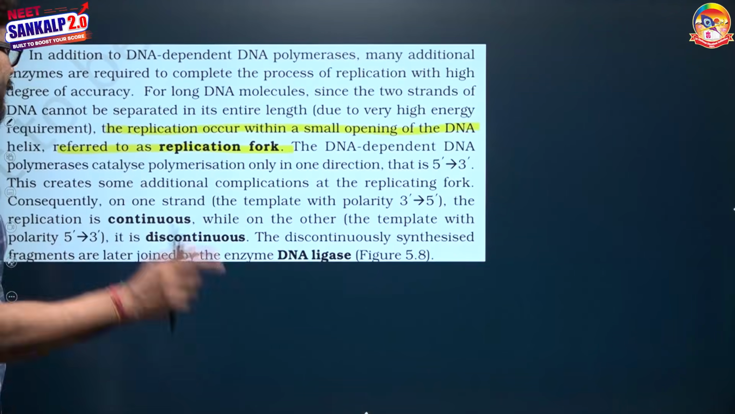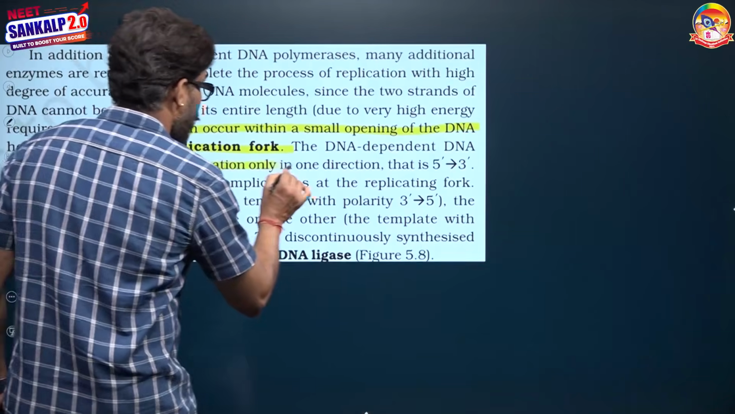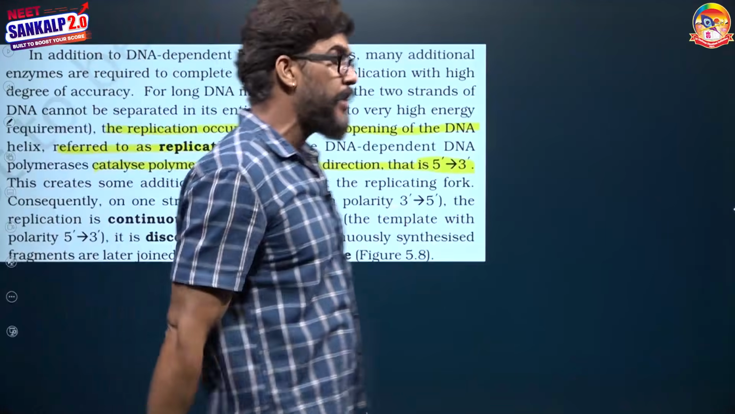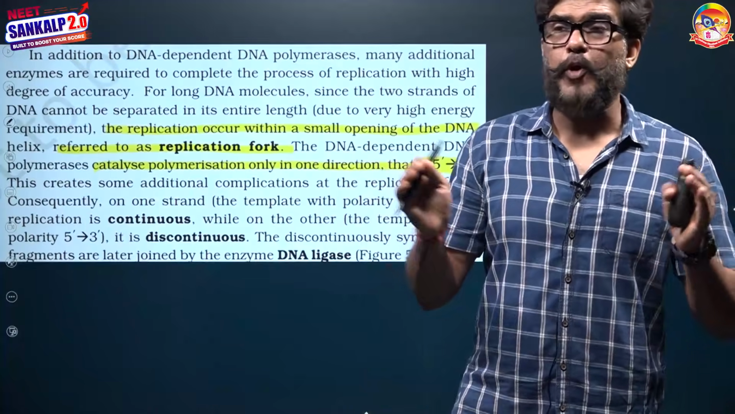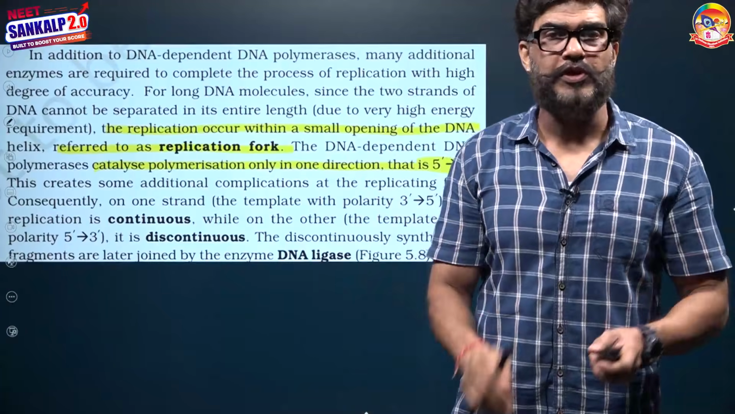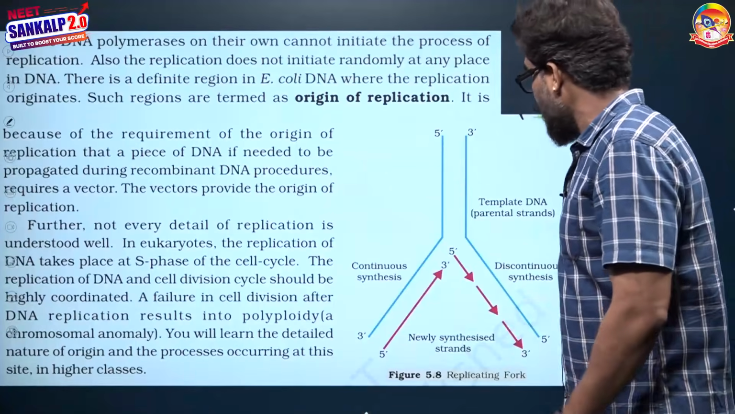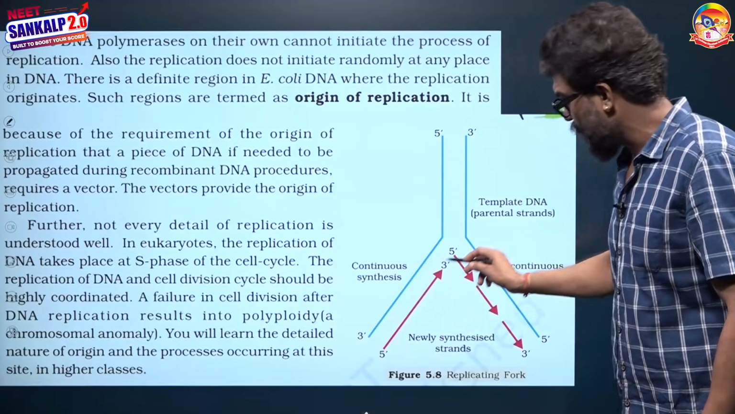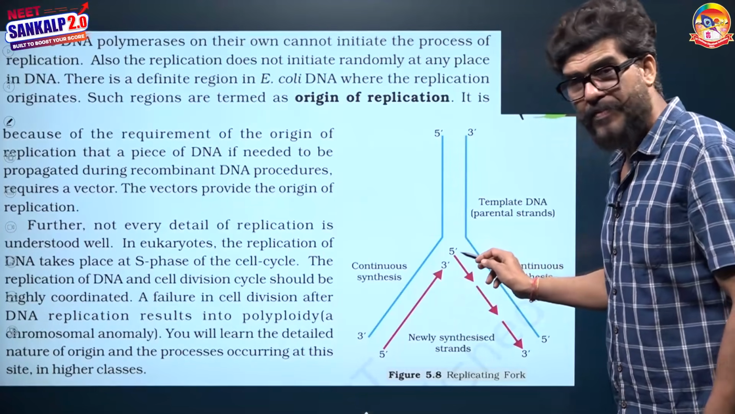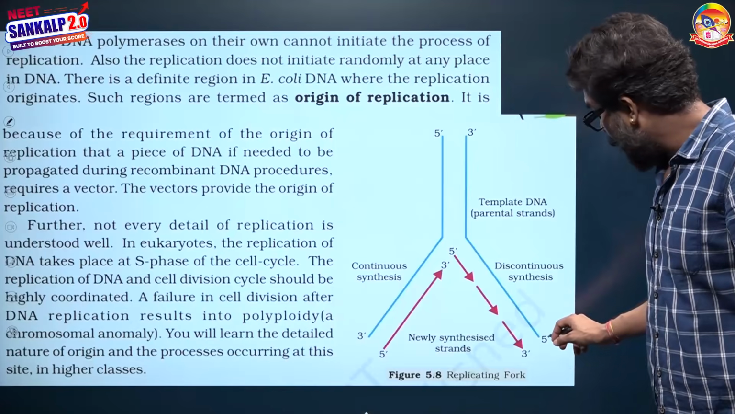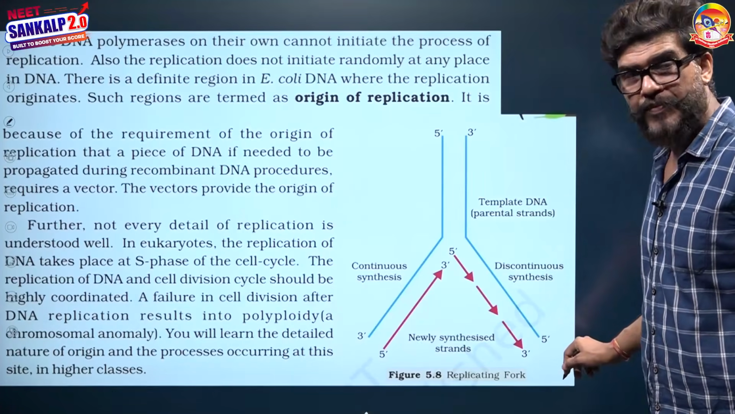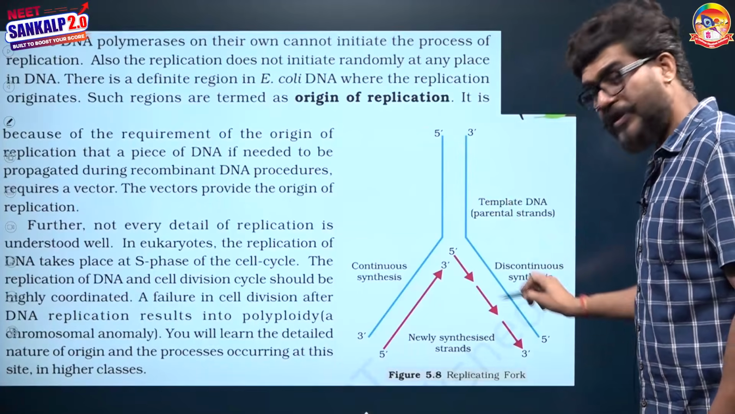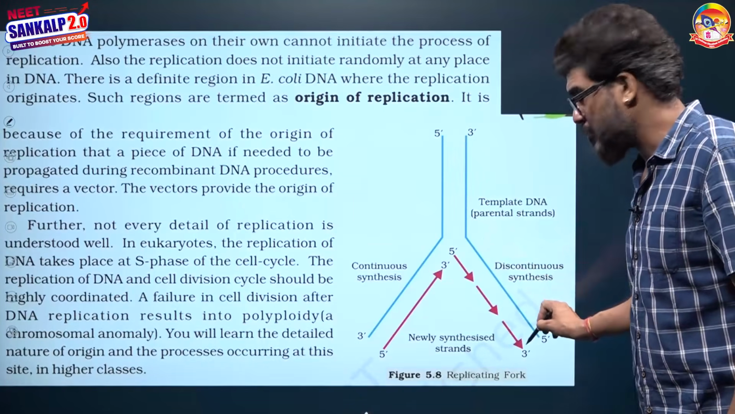DNA-dependent DNA polymerase catalyzes polymerization only in the 5' to 3' direction. This is a very important point. Because it polymerizes only in the 5' to 3' direction, on the 3' to 5' template, synthesis can proceed continuously in the 5' to 3' direction. But on the 5' to 3' template, synthesis cannot proceed in this manner, so it proceeds in short segments.